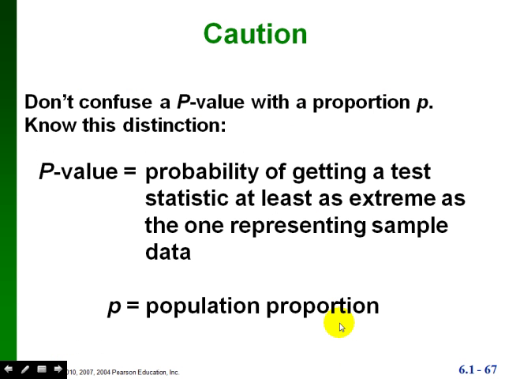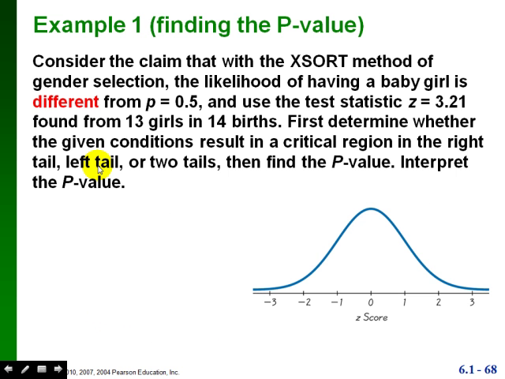And one thing, it's easy to confuse a p-value with a proportion. And just so you know, when we talk about a p-value, we'll always be using an uppercase P. This stands for probability. And if we're talking about a population proportion, the p will be lowercase. All right, so let's look at finding a p-value in this case. We already have our test statistic that z equals 3.21. So let's put it on the graph over here.